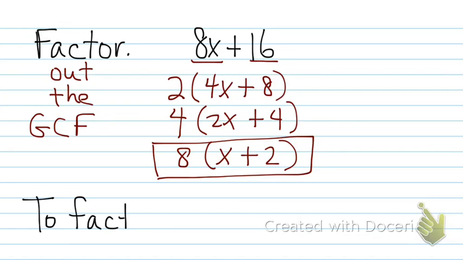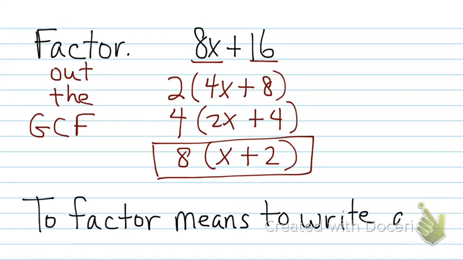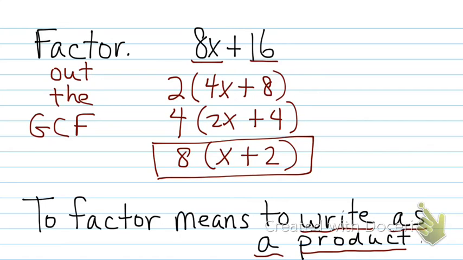I also want to make the comment here just what factoring is. Factoring means to write out as a product. So notice what we started with, the 8x plus 16, we had 2 terms added, and in our final answer we have a product, 8 times the quantity x plus 2. So to factor means to write as a product. Let's move on to the next slide.